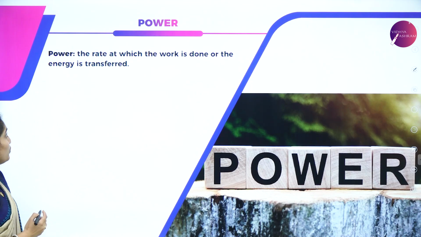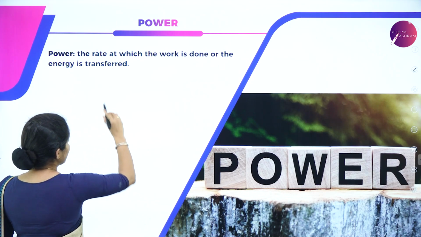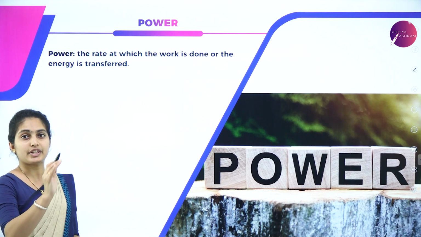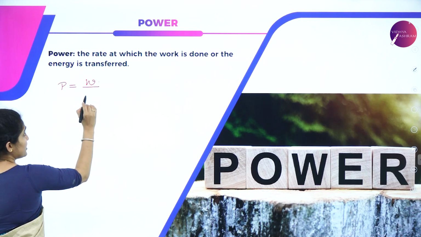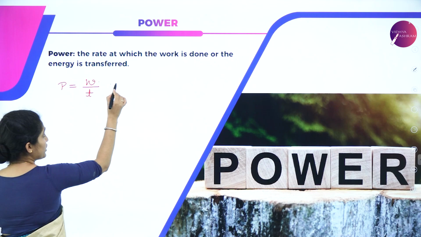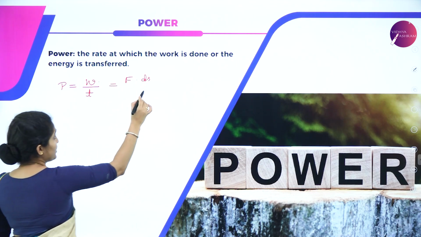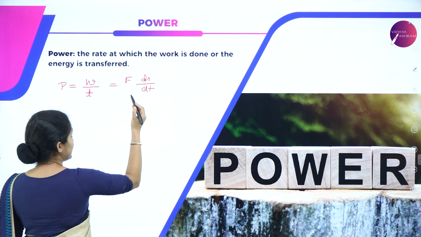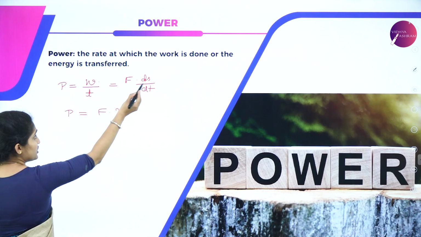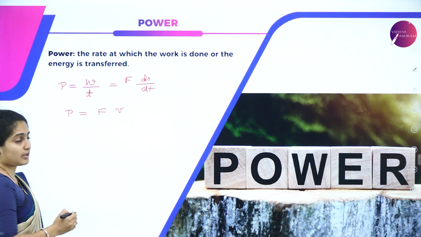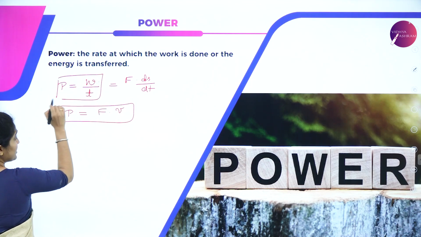Next we are going on to power. So what is meant by power? Power means it's the rate at which work is done or energy is transferred. So power is equal to work done in a certain interval of time. What is work? It is force into displacement, correct? So with respect to change in time, power becomes equal to F into change in displacement with respect to time, which comes out to be velocity. Either we can go with this equation or with this equation.